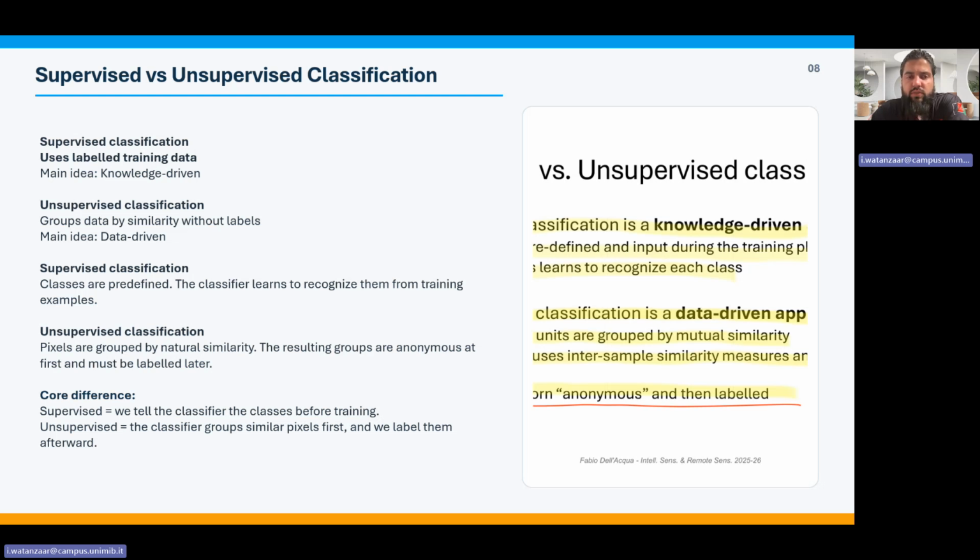The core difference is that in supervised classification we tell the classifier the classes before training. Exactly, before training we have classes. They know the classes in the data before training. So these are the classes I need to learn from the data and to assign them. This is the whole idea in supervised learning. But in unsupervised learning, the classification groups similar pixels first, and afterward we label them. So this is the main difference you can consider between both of them.